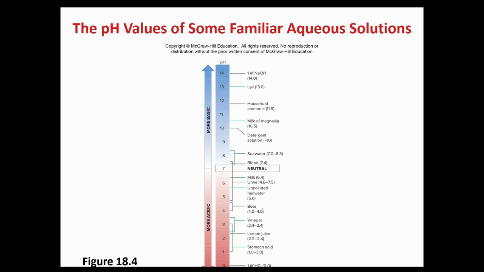And we saw this slide of some familiar solutions. So here's our bloodstream, which I talk about a lot, at 7.4. Beer, 4.0 to 4.5. Stomach acid is lower pH. So as we move up into the blue range in this picture, we're going from very acidic to less acidic, or more basic.